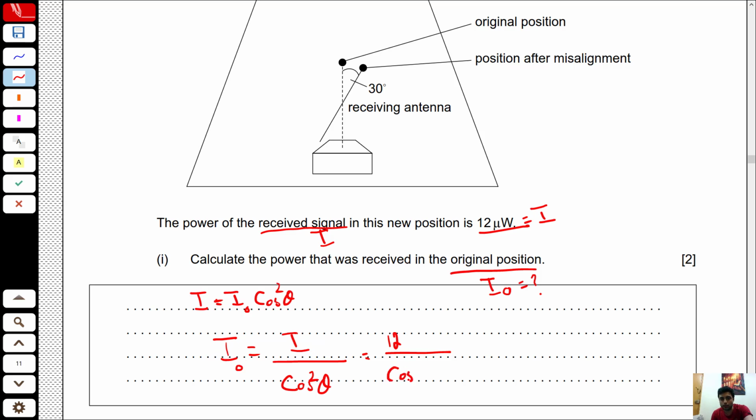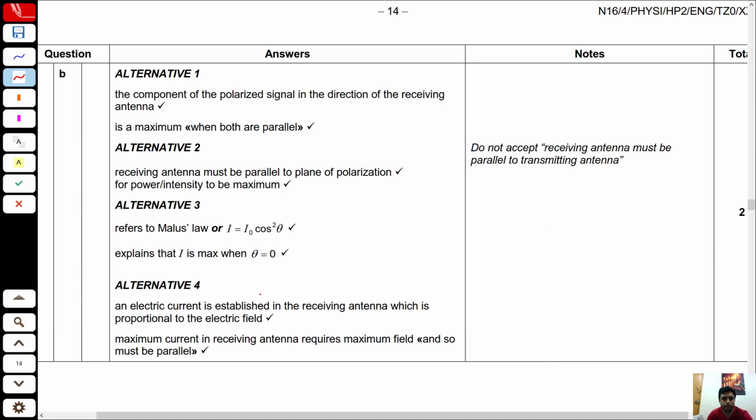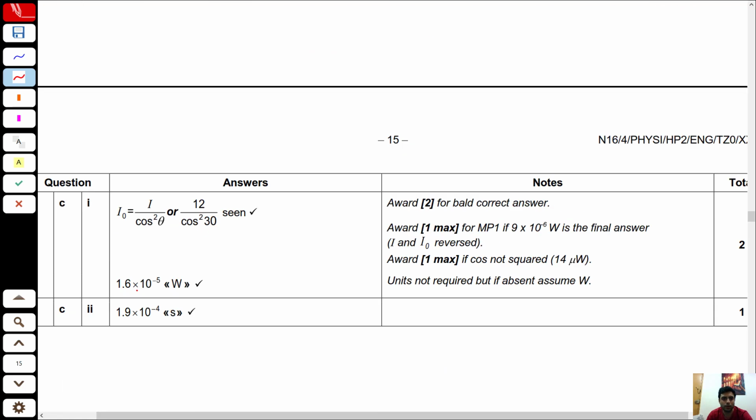And cos of, what is the angle? It's 30 degrees, and then take the square. Just be careful with this square. This square can be interpreted as: first take cos of 30 and then take the whole square. People make this mistake a lot. First take cos of 30 and then take the whole square. And also make sure your calculator is in degree mode. So if you have the calculator, you will get the answer of 1.6 times 10 to the power negative 5.